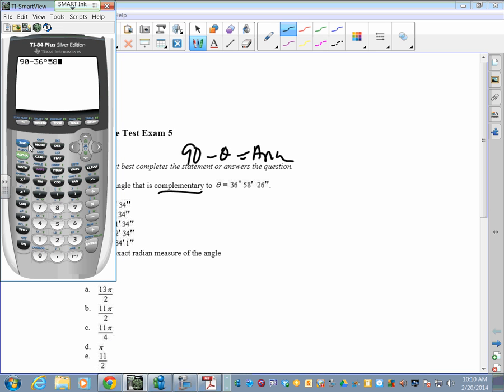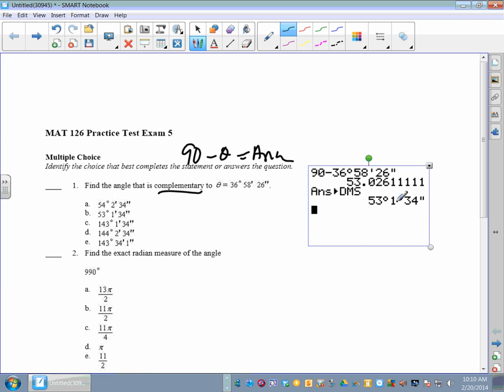58, second angle, 26, second angle, oh sorry, it's not there, it's under alpha, then plus. Alpha, then plus is your seconds. And then when you get your answer, you can go back to DMS by hitting second and angle DMS. You get 55 degrees, 1 minute, 34 seconds.